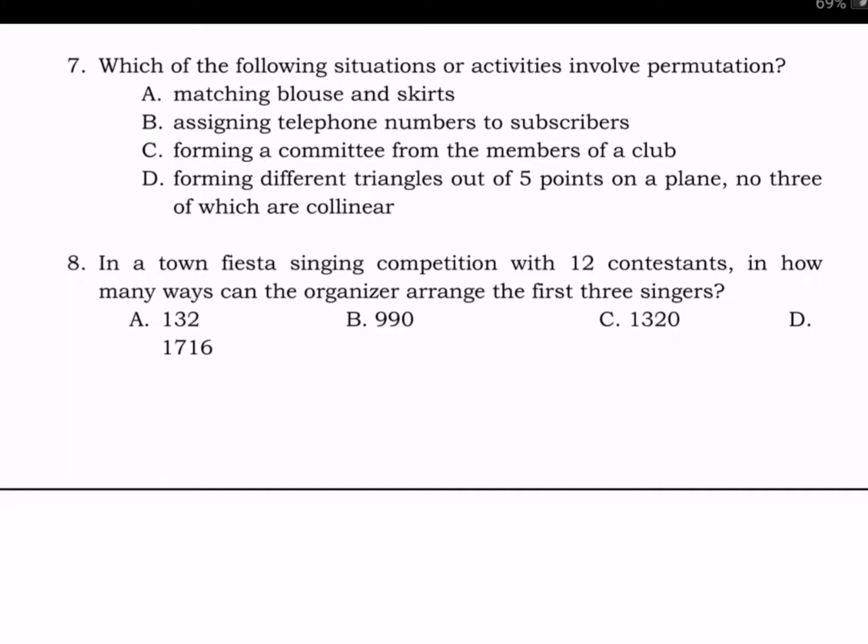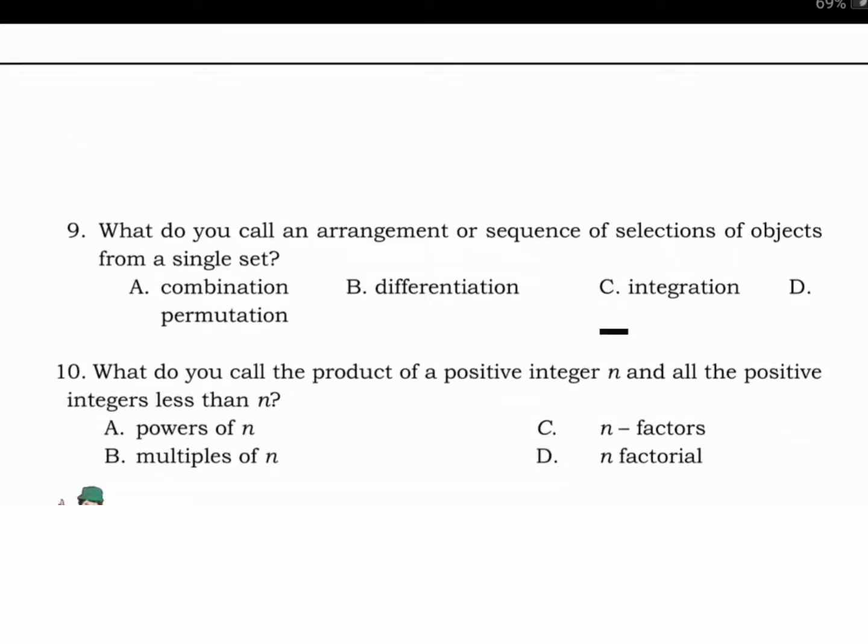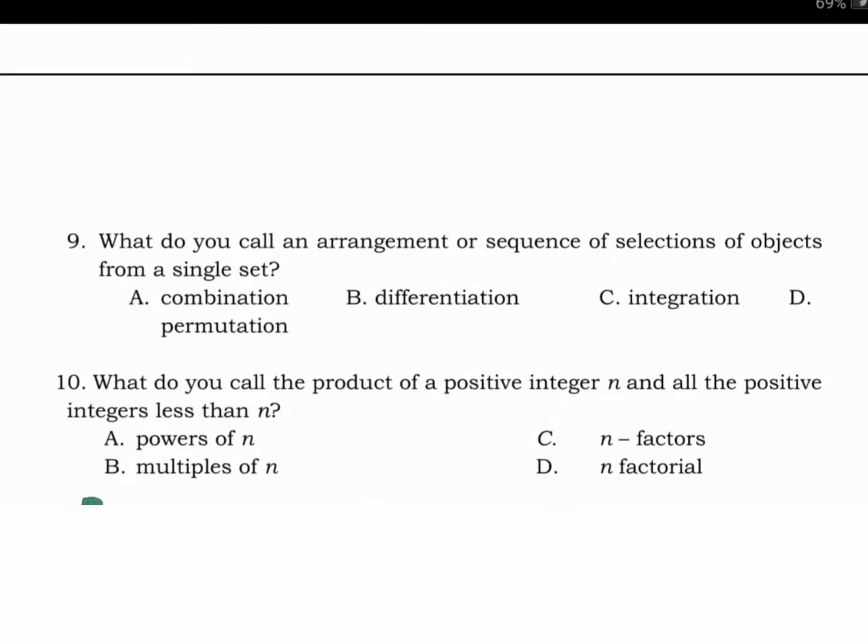Number 8. In a town fiesta singing competition with 12 contestants, in how many ways can the organizer arrange the first 3 singers? The answer is letter C, 1,120. Number 9. What do you call an arrangement or sequence of selections of objects from a single set? The answer is D, permutation. Number 10. What do you call the product of a positive integer n and all positive integers less than n? The answer is D, n factorial.